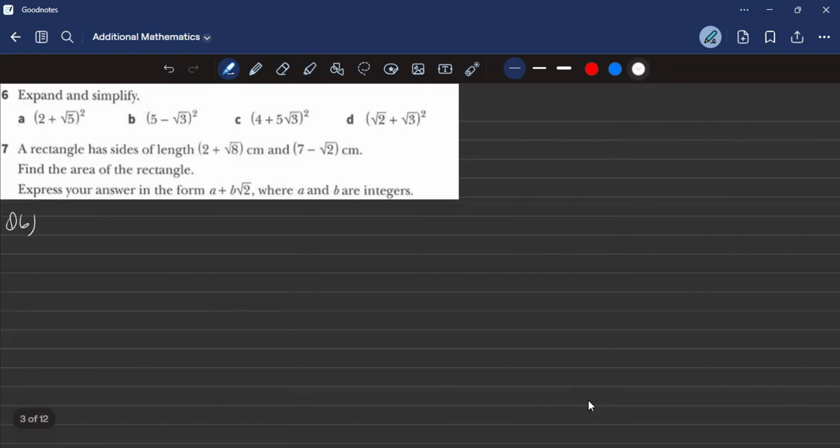Question number 6. Expand and simplify this. So they have told us this is not under root. This is 2 plus under root 5 whole squared. Now don't go on squaring 2 squared plus under root 5 squared. That would be wrong because this is a whole equation. What is the equation we have learned? A plus b whole squared is equal to a squared plus 2ab plus b squared.